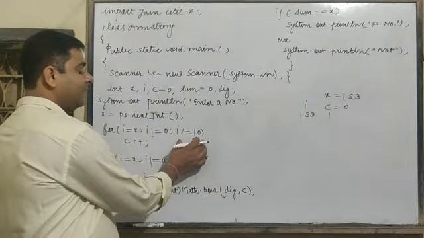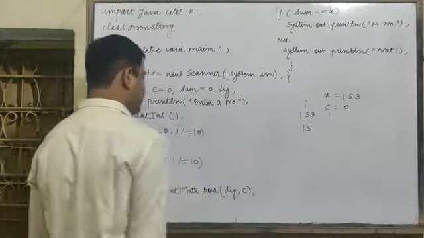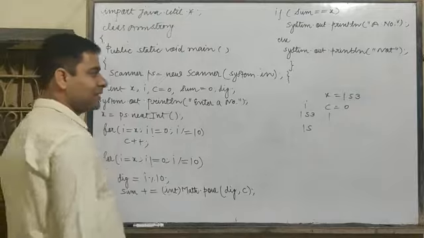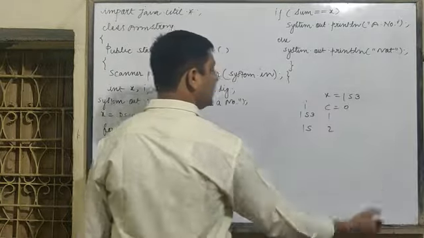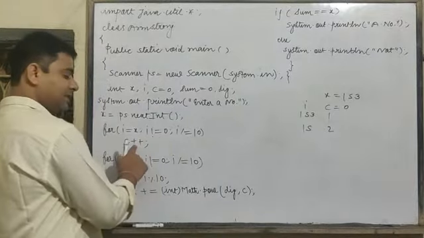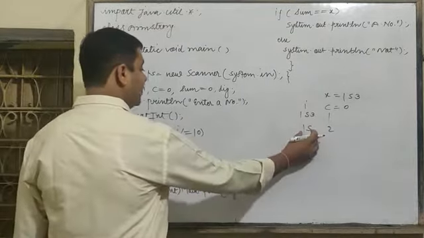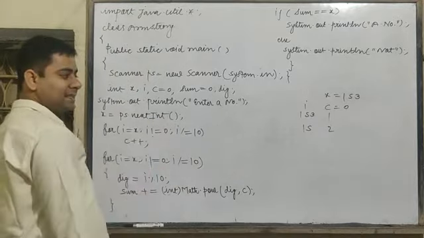Now again it will jump to I = I / 10. 153 upon 10, it will be 15. 15 is not equal to 0, no. It will come inside, C++. It will become 2, because the condition is true. Then again we will jump here, I = I / 10. The value of I is 15. 15 is not equal to 0, no. It will come inside, C++.